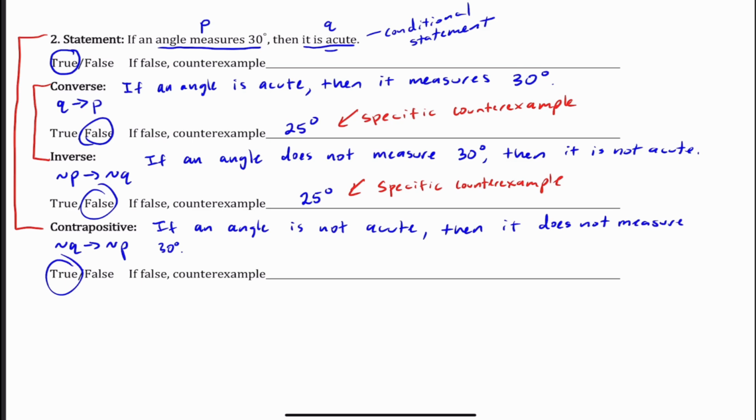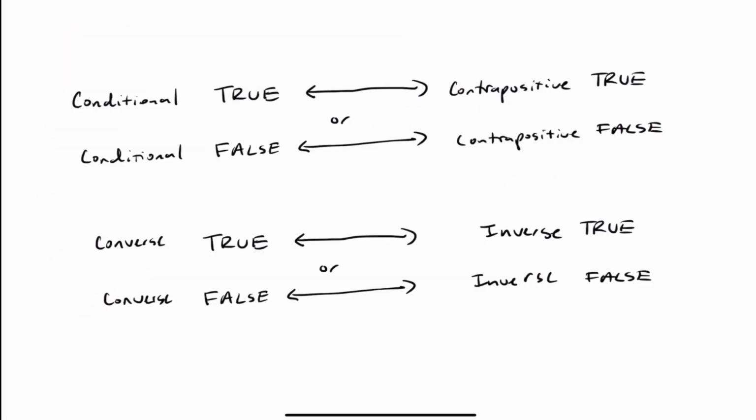But yes, I totally get it. You can see it's true here, false there, and true here. So if the conditional is true, the contrapositive is true. If the converse is false, the inverse is false, and vice versa. Okay? So if this is false, this is false. If this is true, this is true. Okay, so I wrote all of this down, so you should do that too on your paper.